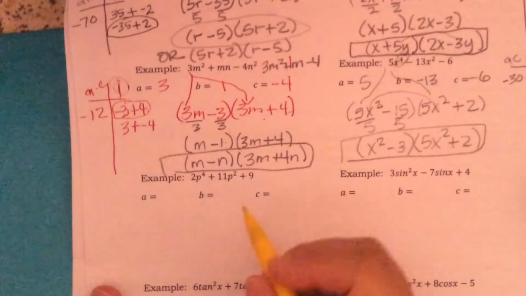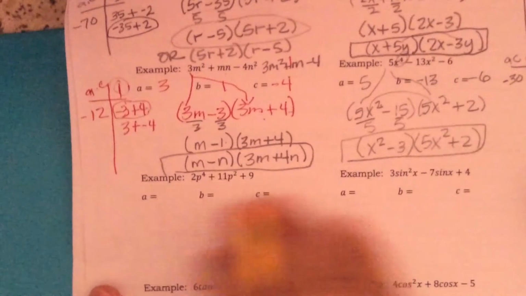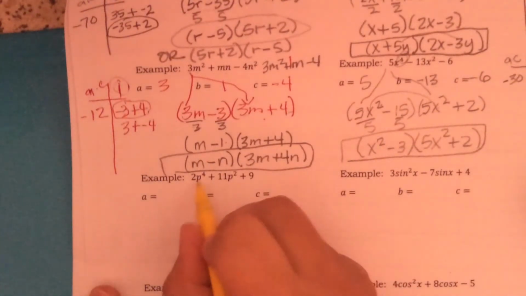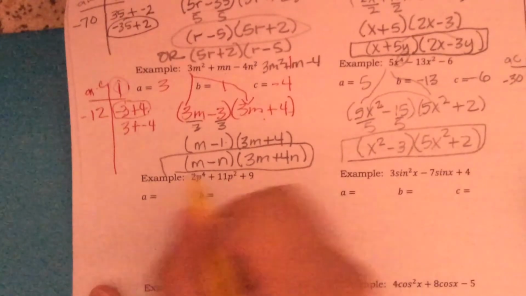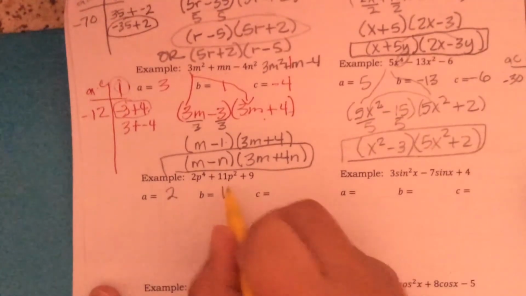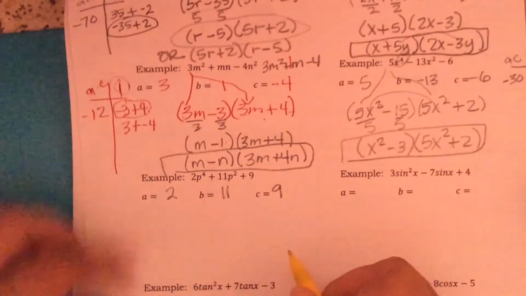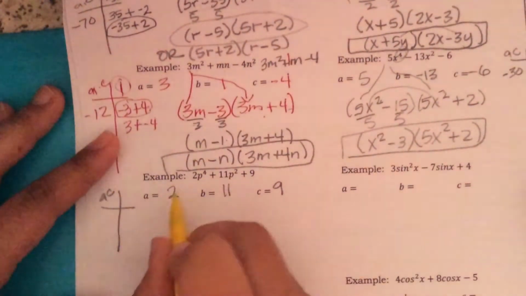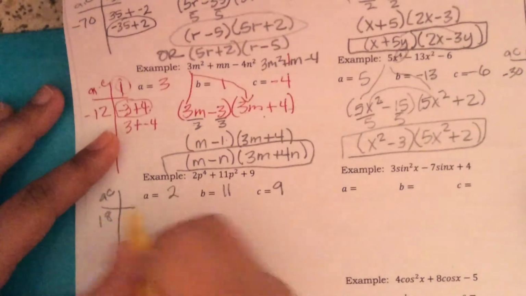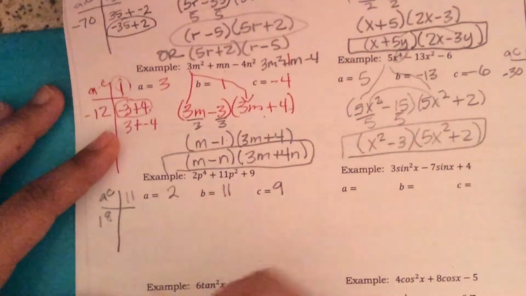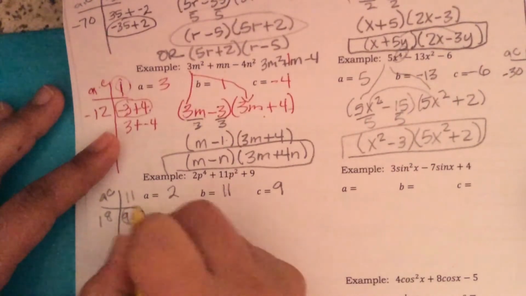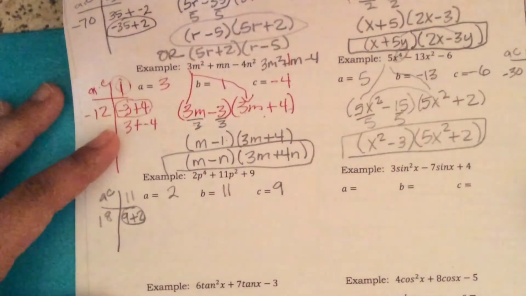Okay, so I'm back with this video trying to finish up the last 4 examples. And we have 2p to the fourth plus 11p squared plus 9. So we still have 2, 11, and 9. And so we do our little thing here. A times c, 2 times 9 is 18. And then we want two factors to add up to 11, so 9 and 2. And everything's positive, so we don't have to worry about negatives.